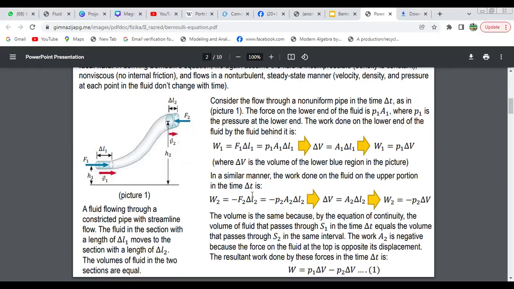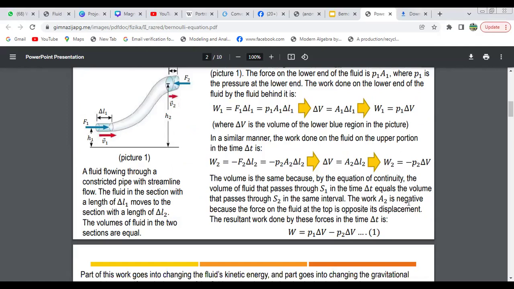It is similar to the manner in which work is done on the fluid of the upper portion. This is the upper portion. So W2 will be minus F2 times del L2, because the minus sign indicates the opposite force. So W2 equals minus P2 del V. The volume is the same because by the equation of continuity, the volume of liquid that passes through S1 in time del t equals the volume that passes through S2 in the same interval. The work done at 2 is negative because the force of the fluid on the top is opposite to the displacement. The work done by the force in time del t will be W equals just the difference.